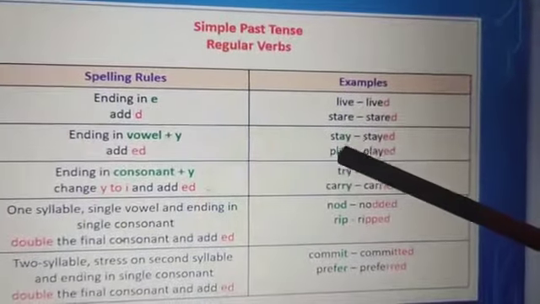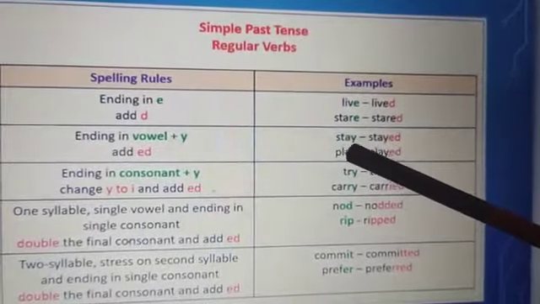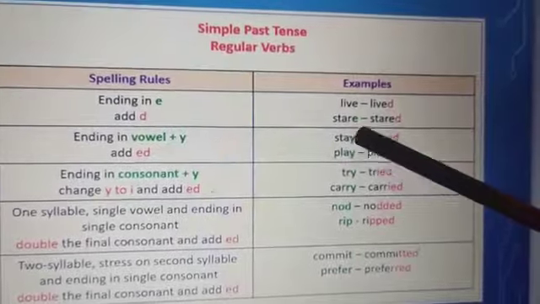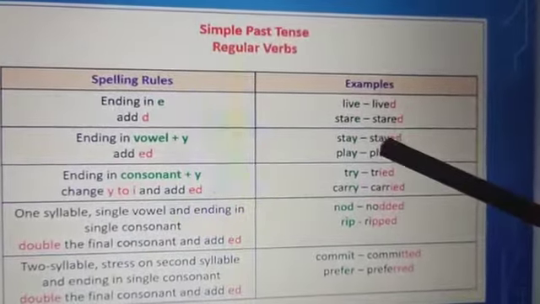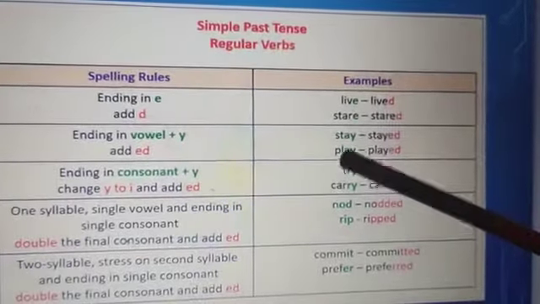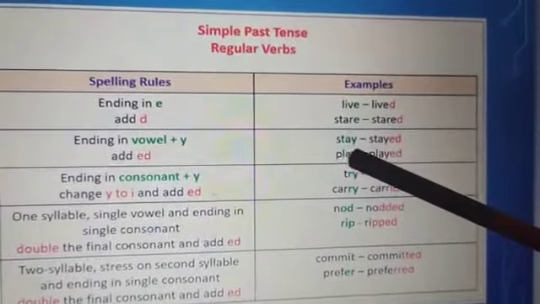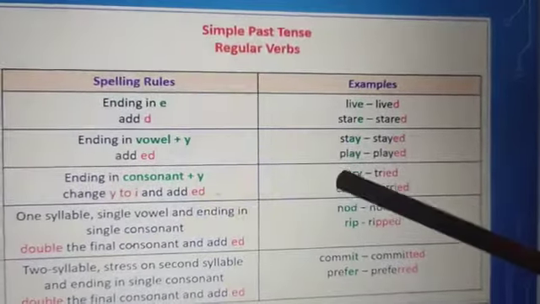Like stay. See, stay, S-T-A-Y, A is a vowel and it's ending with Y. Before that A is a vowel, so we only add ed in those type of words. Stay, stayed. Play, played. Ending in consonant plus Y: change Y to I and add ed.